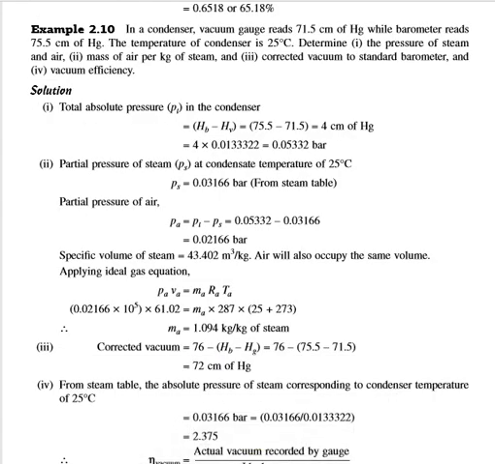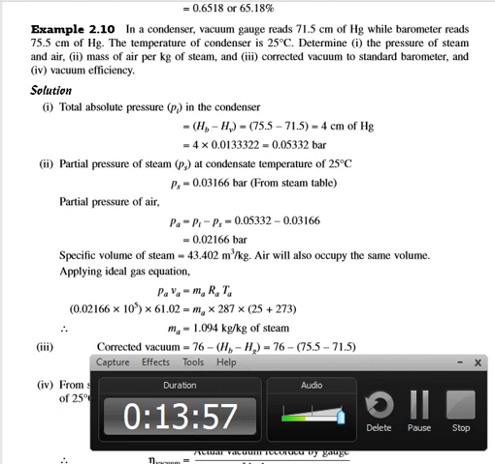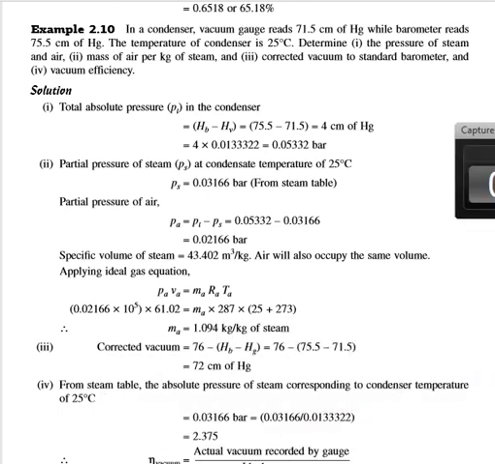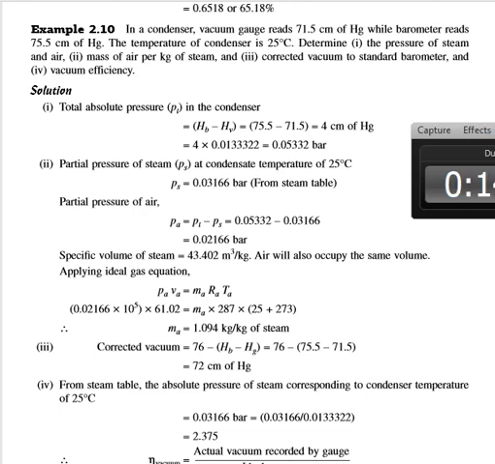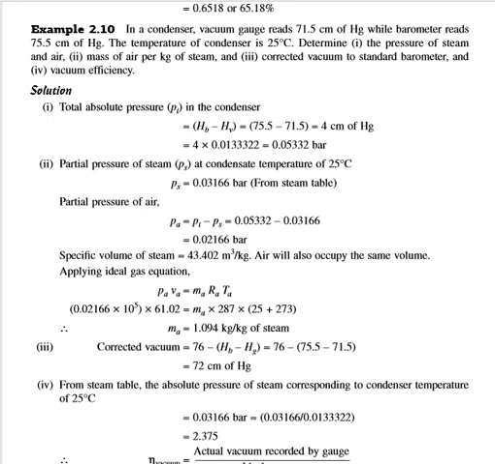Then go to another numerical. In a condenser, the vacuum gauge reads 71.5 centimeter of Hg, while the barometer reads 75.5 centimeter of Hg. The temperature of the condenser is 25 degrees Celsius. Determine first, the pressure of steam and air. Second, mass of air per kg of steam. Third, corrected vacuum to standard barometer, and last, vacuum efficiency.